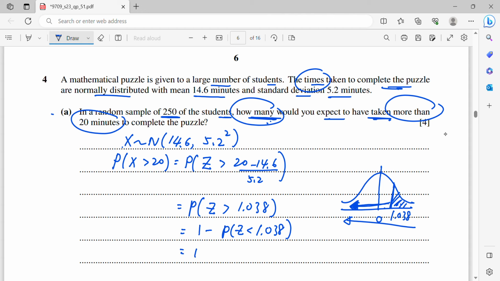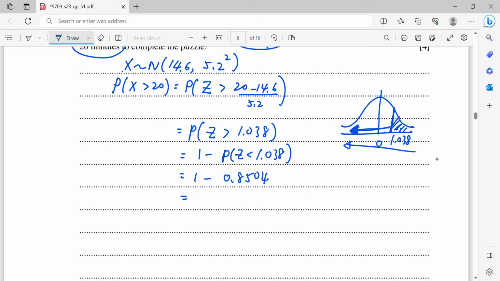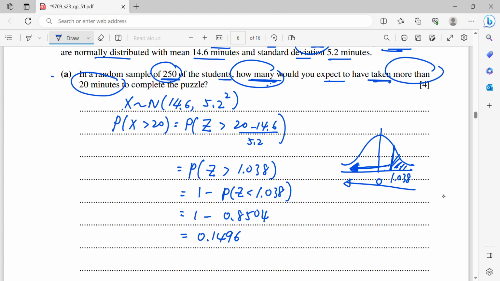Okay, so now from the table, you will be getting 0.8504. That's the probability. After you minus from 1, it will be 0.1496. And then our working doesn't stop here because you are given 250 students. How many out of these 250 students will be taken more than 20 minutes? So this is the probability for one student.